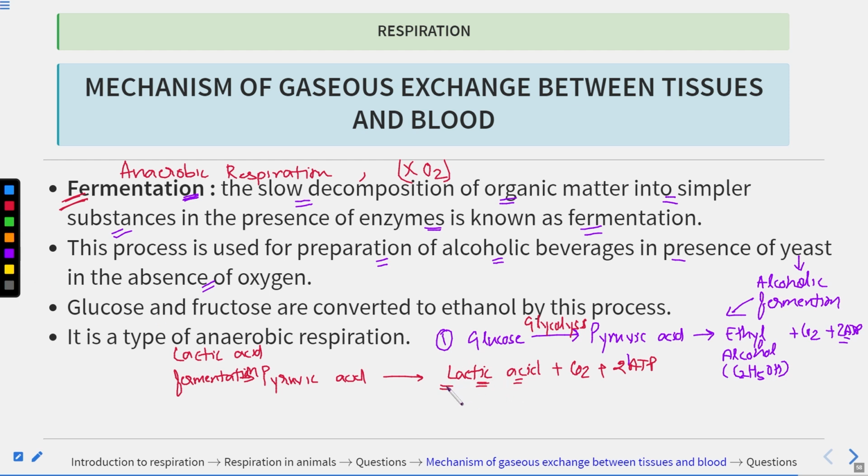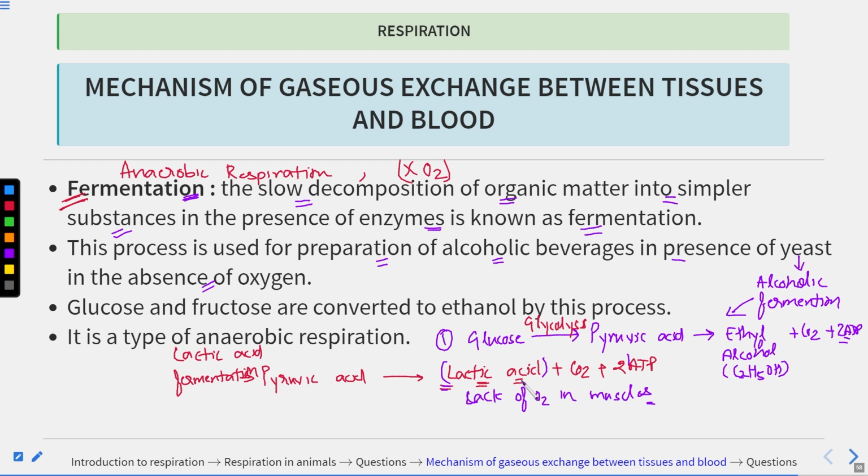So whenever you do a lot of vigorous exercise, a lot of physical activities, there is a lack of oxygen in the muscles, and due to this, what happens? Lactic acid fermentation occurs, and this leads to the accumulation of lactic acid, and this is the reason for the muscle cramps.